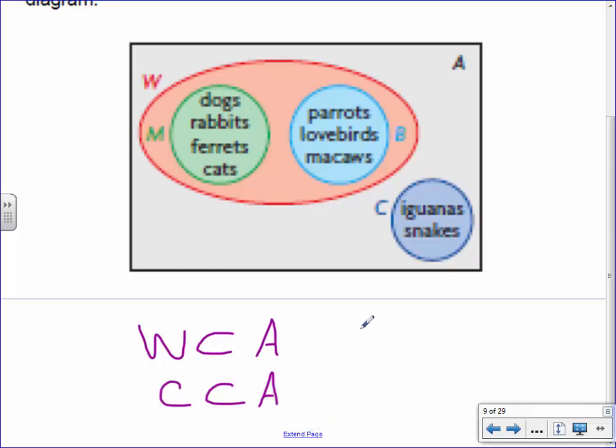I could say that mammals are part of warm-blooded animals. All mammals are warm-blooded. I could even say all birds are warm-blooded.